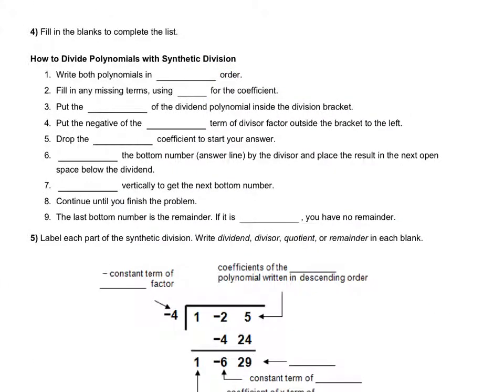So the whole concept of synthetic division is that synthetic division just focuses on the coefficients. So you're going to start off the same way. You're going to write both polynomials in descending order. And you're going to fill in any missing terms using 0 for the coefficient. And then you're going to put the coefficients of the dividend polynomial inside the division bracket. And you're going to put the negative, which means the opposite, of the constant term of the divisor factor outside the bracket to the left.